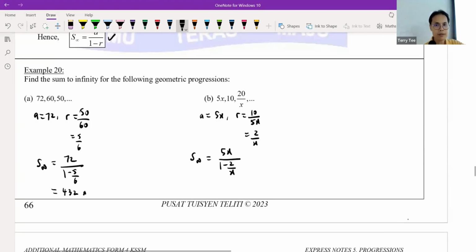So here we can multiply top and bottom by x. Okay, so what would you get? 5x squared over x minus 2. Okay, there you go. Your answer will be in terms of x.